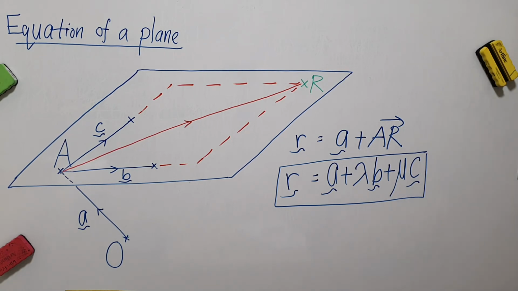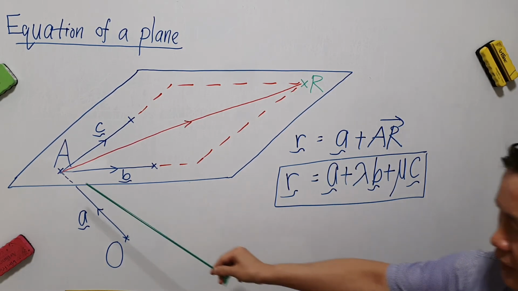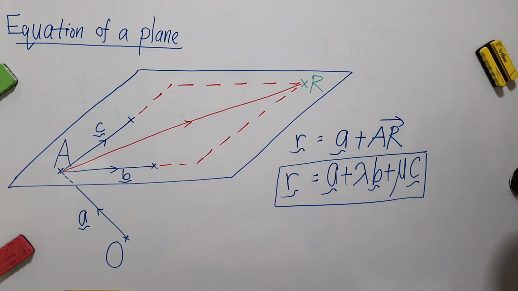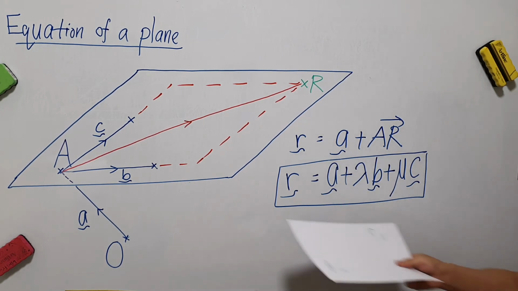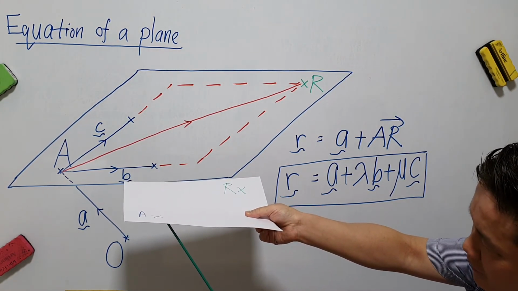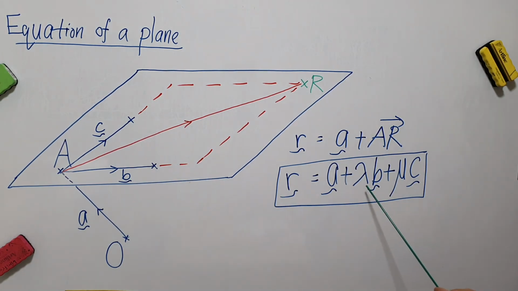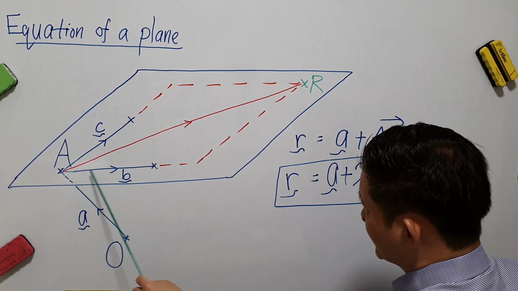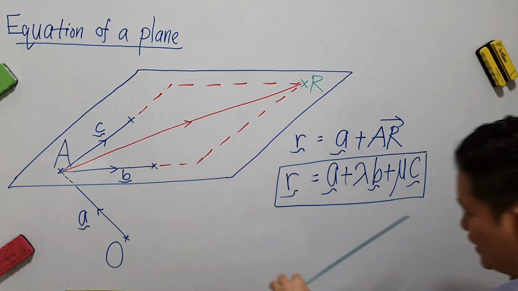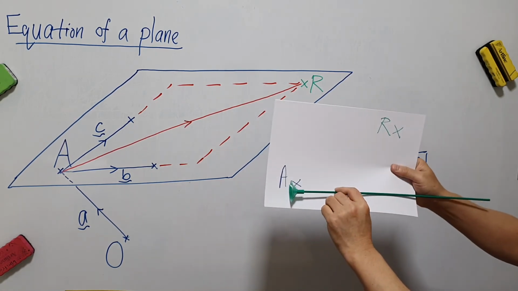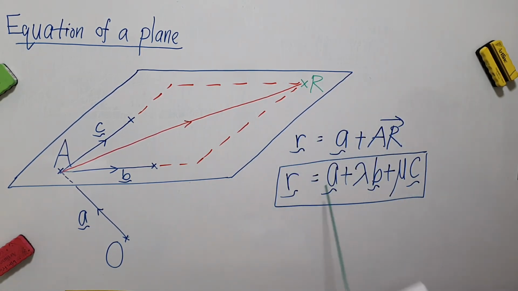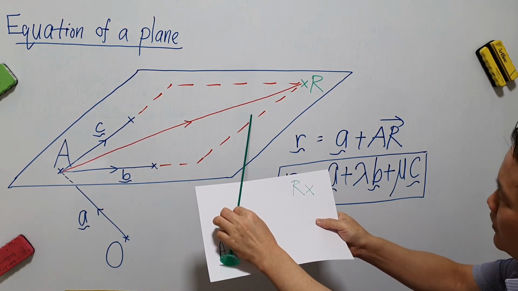And what do you notice about this equation? It's made up of three vectors. This first vector is the position vector of a point on the plane. When I say this, I mean this first vector must be a vector like this, OA. Secondly, a multiple of B. B is a vector that is parallel to the plane. So B is something like this. And then C is another vector that is parallel to the plane.